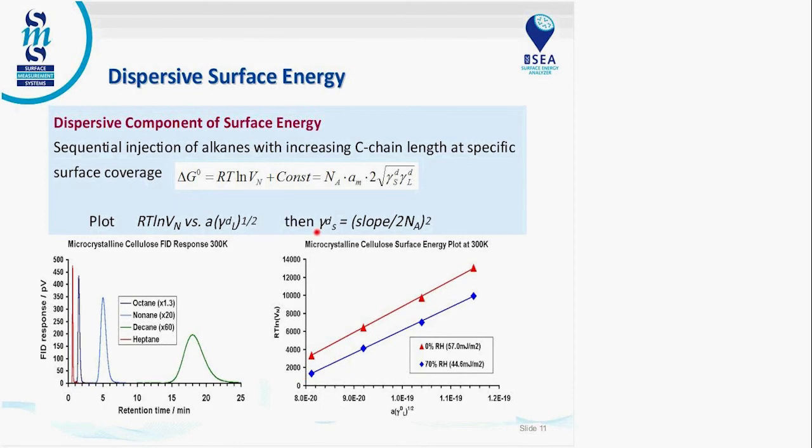That is measured by a series of dispersive molecules. In this graph we're looking at a series of injections with decane, nonane, octane, and heptane. We get the retention time, which is converted to retention volume, and we can plot that versus a property of the probe molecule. We get a straight line, and the slope is directly related to gamma D, or dispersive surface energy. So a few dispersive or nonpolar molecules give us the dispersive surface energy.